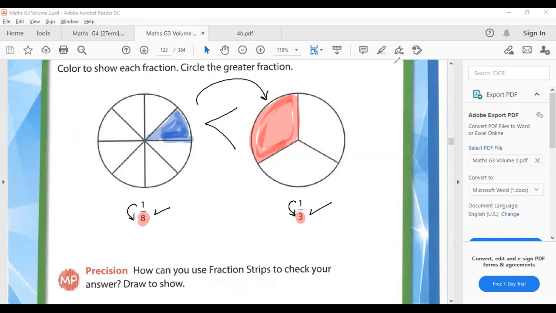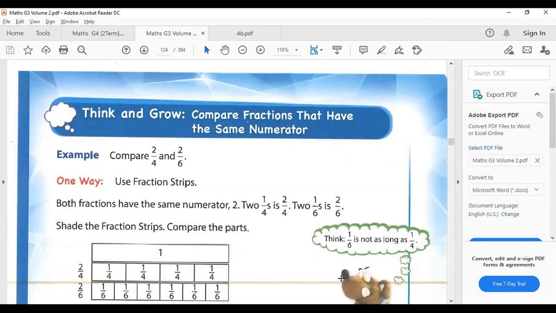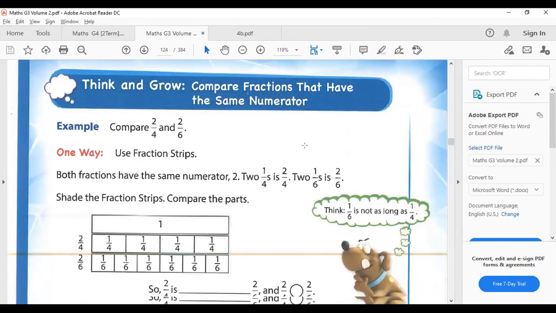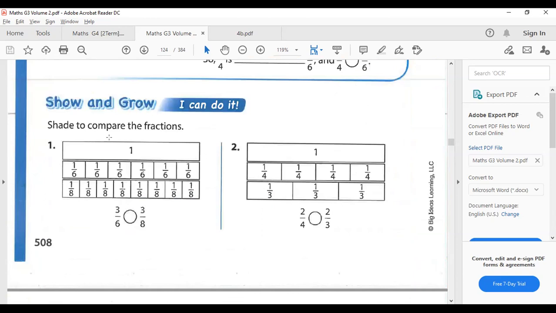Okay, so if we need a general rule to follow, if we are comparing two fractions having the same numerator, here it is 2 and here it is 2, how to compare between them? I need you please to open page 508, and listen carefully, please. Here we will follow this way.